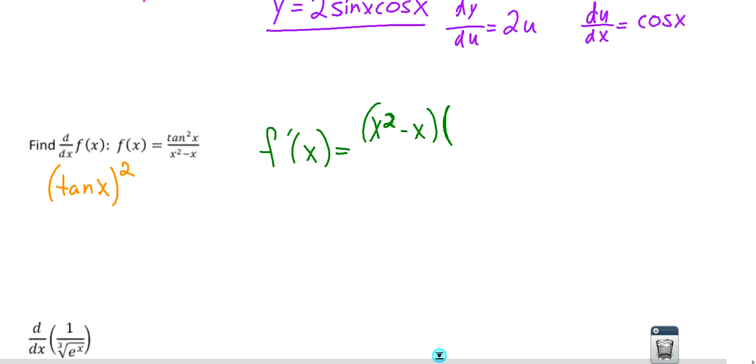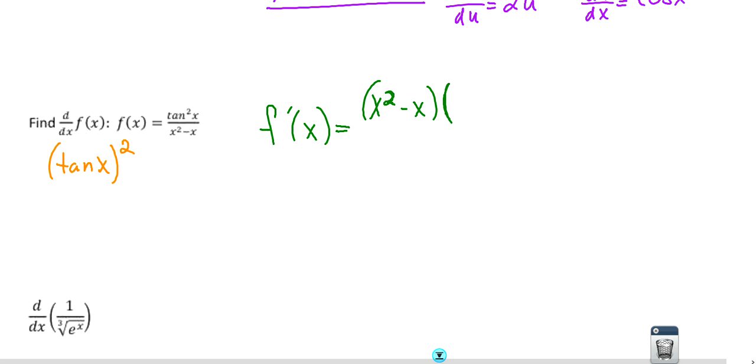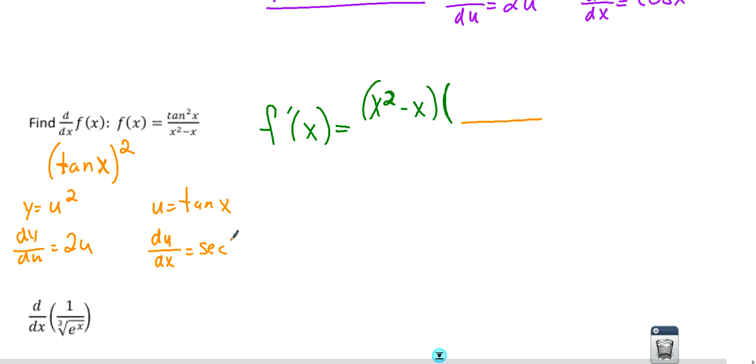Okay, notice that I'm doing this separate from my other derivative. So over here, I'm going to put whatever I find right there. But I'm doing this separate so that I can focus just on doing this tangent squared. Okay, so u is my tangent x, and y equals u squared. So it's very similar to the last one. So you get dy over du equals 2u, and du over dx is secant squared x.